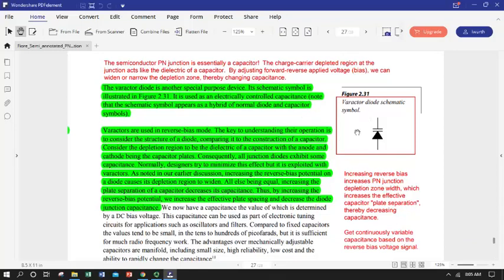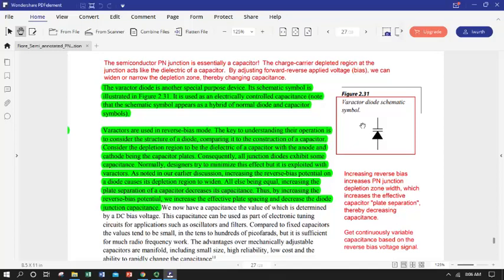Okay, varactors, and I believe this is the last of our specialty diodes. We mentioned that the depletion zone in any PN junction is basically like the dielectric in a capacitor. And if we apply bigger and bigger reverse bias voltages, we pull charge carriers away from the interface and we widen the depletion zone. So that's like having a thicker and thicker dielectric in a capacitor, and we drop the capacitance. So if we applied a different DC bias voltage across a diode, we could turn it into a capacitor with varying capacitance levels depending on our DC bias.